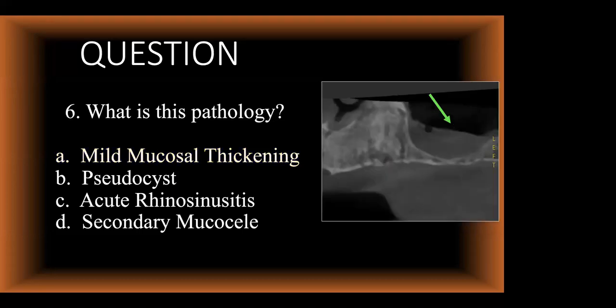So if we look at the left side, this gives us a little bit more pathology. So what is this? Is it mild mucosal thickening? Is it a pseudocyst, acute rhinosinusitis, or a secondary mucocele? Robert, A, B, C, or D? Please pick one.